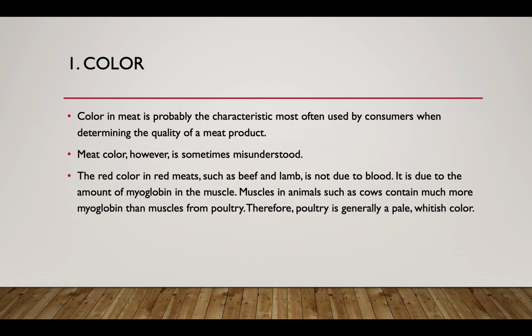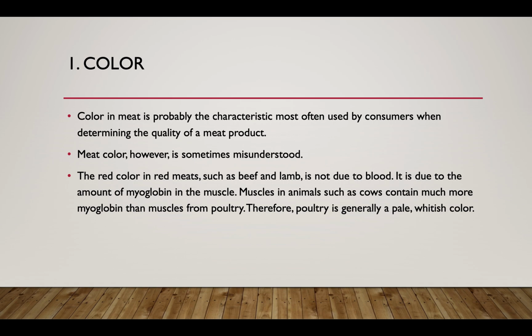First thing is color. Color in meat is probably the characteristic most often used by the consumer when determining the quality of a meat product. Meat color, however, is sometimes misunderstood. The red color in red meat, such as beef and lamb, is not due to blood. It is due to the amount of myoglobin in the muscle.